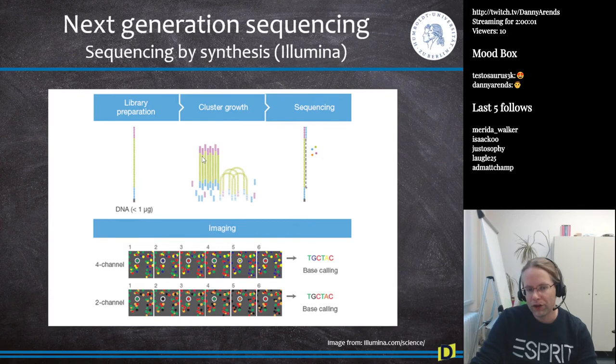So what then happens is, again, the same thing. You have a polymerase which extends it, and the polymerase builds in these four nucleotides which are colored. Then, depending on if you do four-channel or two-channel sequencing, you see these little clusters. These clusters are grown, so you use polymerase to extend the little clusters.